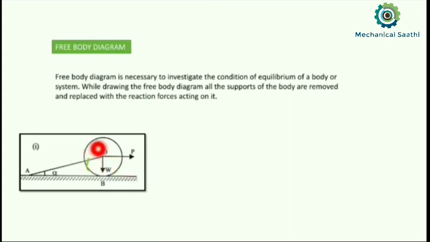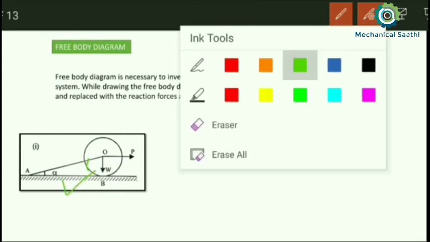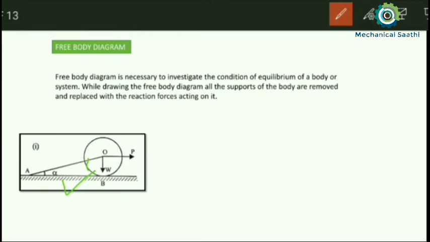And the weight obviously will be acting downward, and there is a string which is connected at point A, making an angle alpha. So let us try to draw the free body diagram for this body. First we need to remove this support. If I remove that support, then simply I can draw this circle. After drawing that, we need to show all these forces, and we need to replace the support by the reaction force.